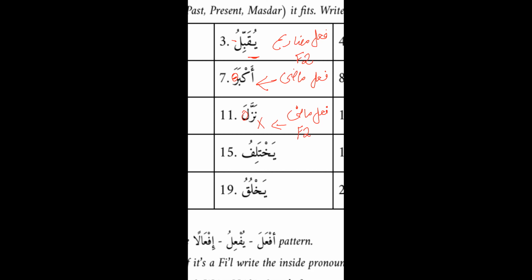Okay, yakhtalifu. Is this an ism or a fail? This is a fail because it doesn't have tanween or al, so no reason to be an ism. And this is a fail mudari, family four, because ya at the beginning and u at the ending. That is with mudari. Excellent.